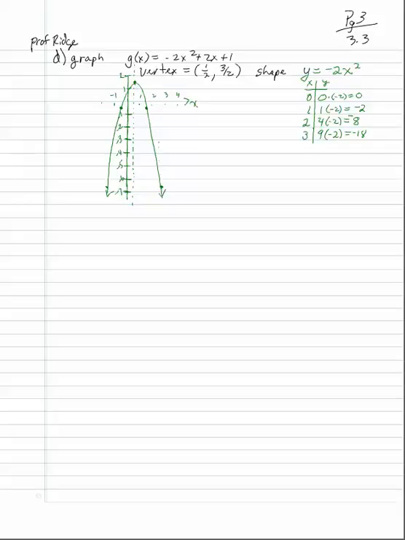Okay, so that's my graph: negative 2x squared plus 2x plus 1. I want to do one more just to go through this with you again. So let's graph g of x, or let's make this one f of x. Okay, so let's try this one.